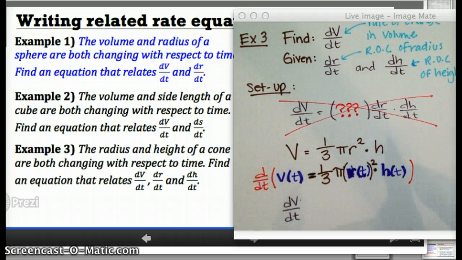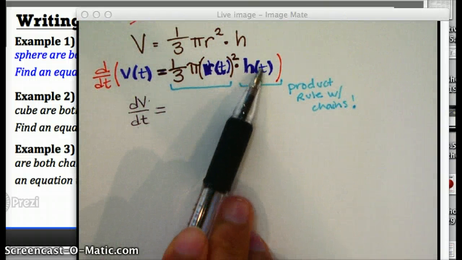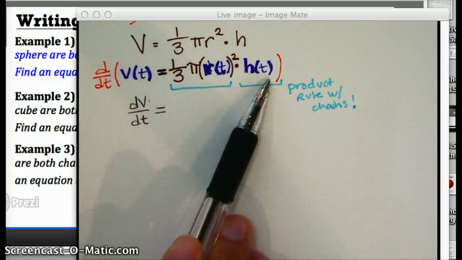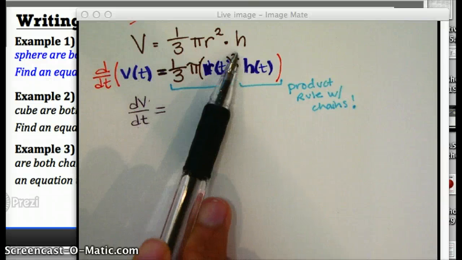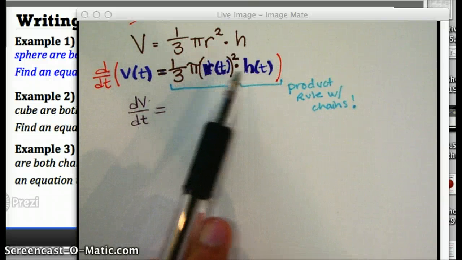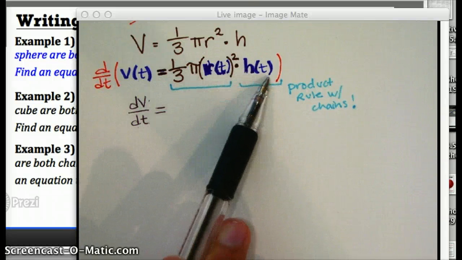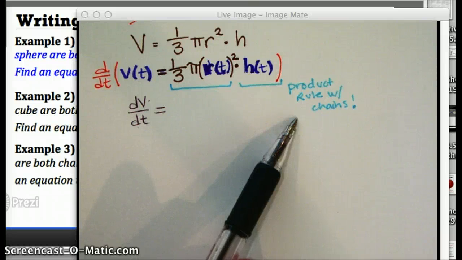What about on the other side? Since we're thinking about r and h as functions of t, what we really have here is a product rule with a chain rule. Two of them, in fact. We're multiplying this expression times this expression, and then each of these expressions have their own derivatives because they're functions. So all I'm doing is product rule. Make sure you can follow along these steps.